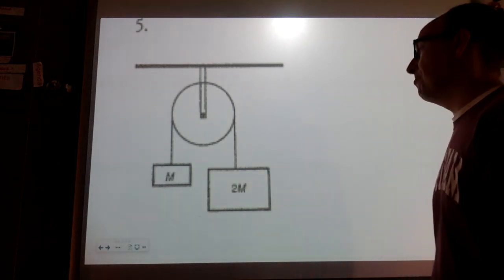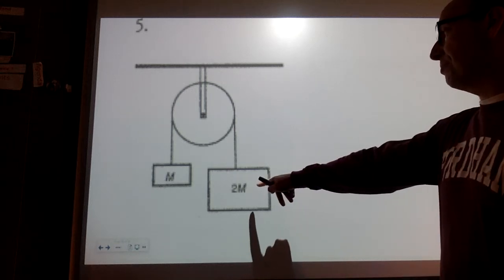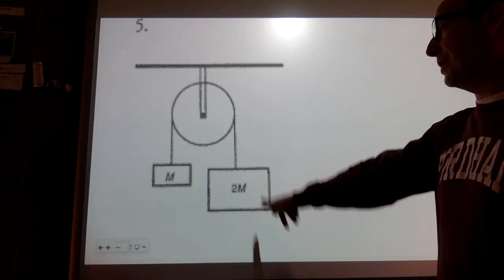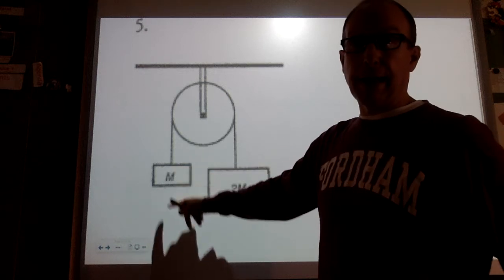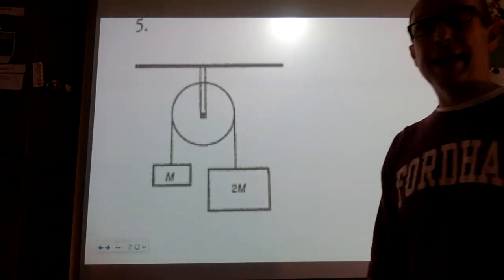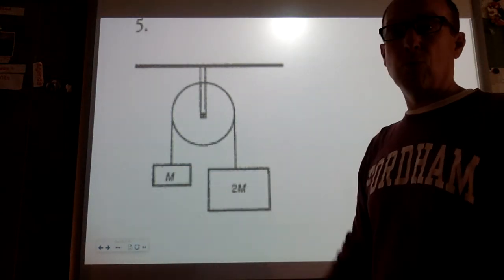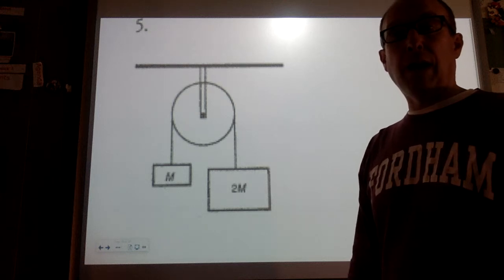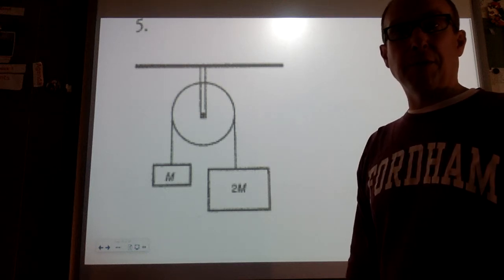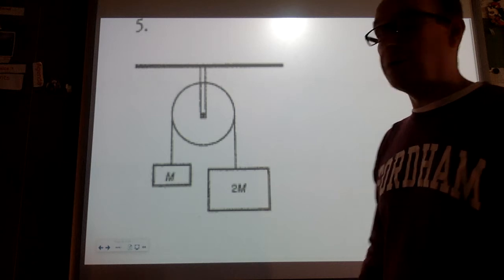All right, so we have a 2m block on this side pulling down. We have a 1m block on that side pulling down. You would expect that this one would win out. All right, I'm going to have you guys look at this a little bit differently, a little bit simpler, if you don't have to show all your work.